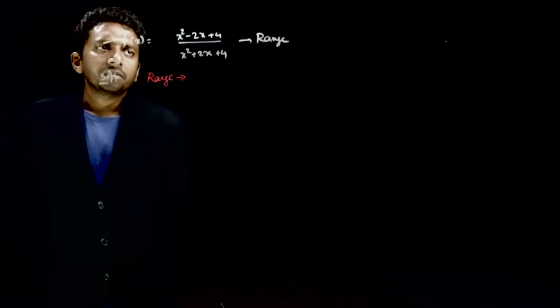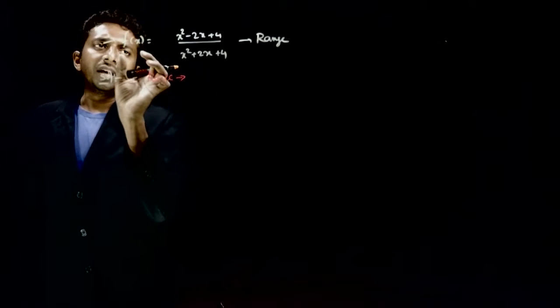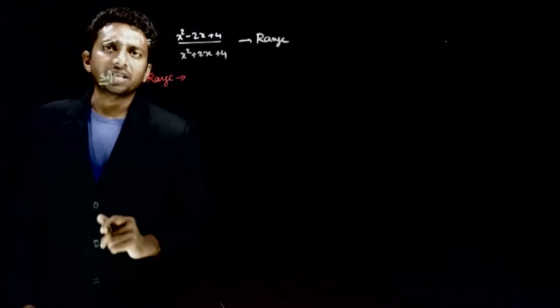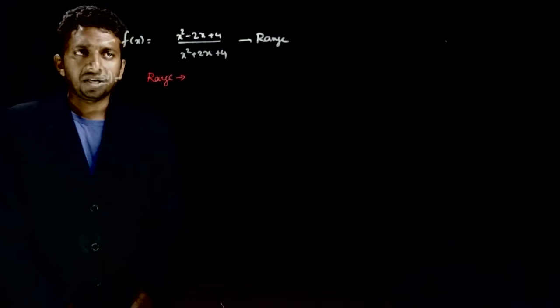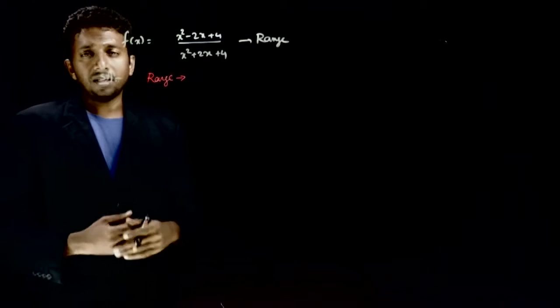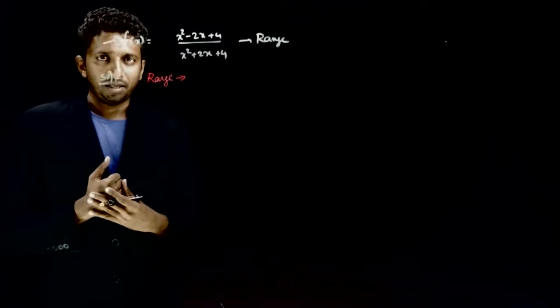So welcome students. In this question, you are given that f of x is equal to (x square minus 2x plus 4) by (x square plus 2x plus 4). इस फंक्शन का रेंज निकालना पड़ेगा. ठीक है, इस क्वेश्चन को आप अलग अलग मेथड से कर सकते हैं.